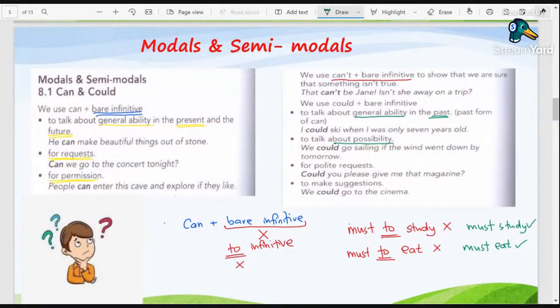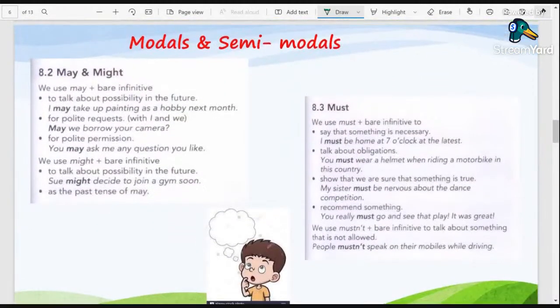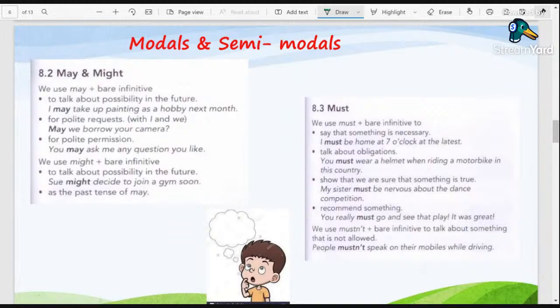We could do this tomorrow if the weather is permitting us. We could learn music if we find a good teacher, contoh. Okay, then for polite request, buat permintaan dengan bersopan. Could you please do this to me? And to make suggestion, bagi cadangan. We could go to the cinema to watch the latest movie, for example. So that's can and could. There's going to be a lot, so I'm going to make it a little faster.